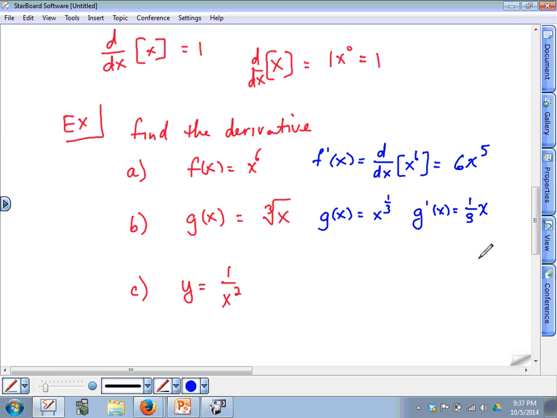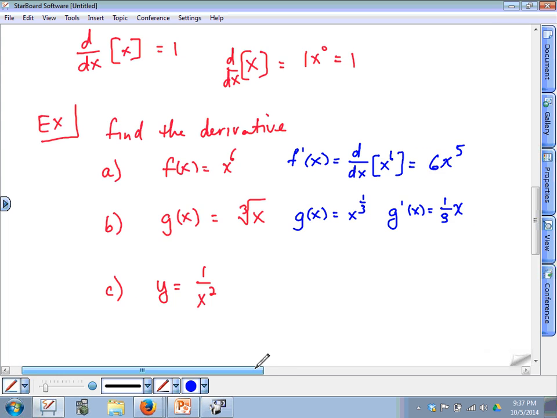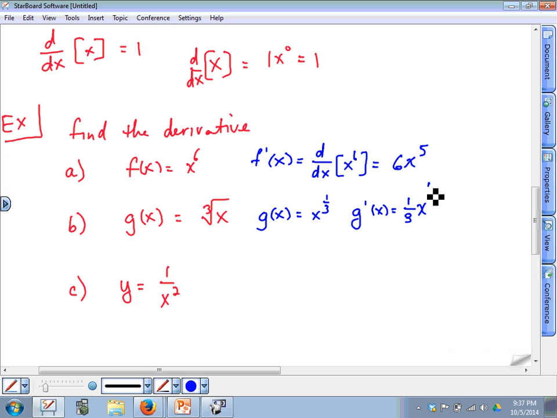Now 1/3 minus 1, so you have 1/3 minus 1, but 1 is 3/3. It's a 3 right here. So 1/3 minus 3/3 is negative 2/3.